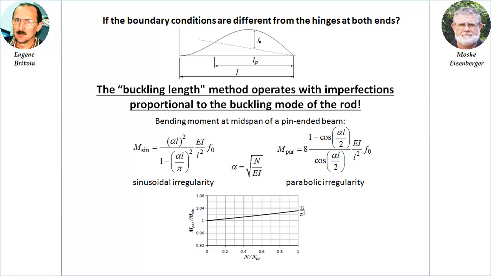Firstly, intuitively, it seems like a good choice. But most importantly, it is precisely because of this choice that the extreme bending moment can be represented as a closed-form formula. And it is precisely because of this choice that we owe such a concise formula for calculating the coefficient phi. With any other choice of initial imperfection shape, nothing similar would have been possible.